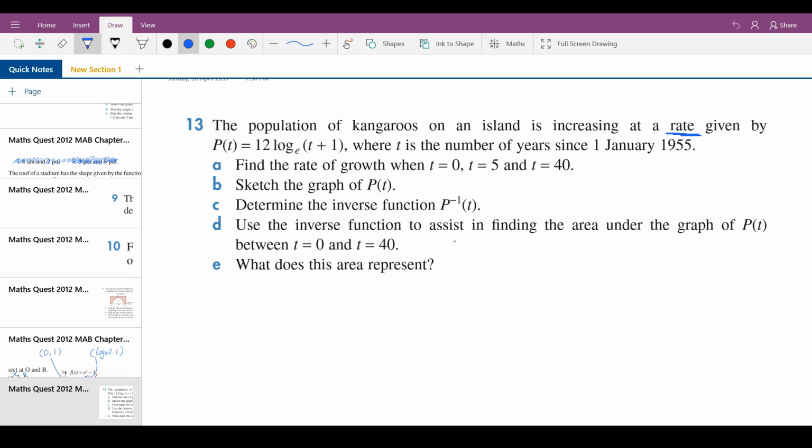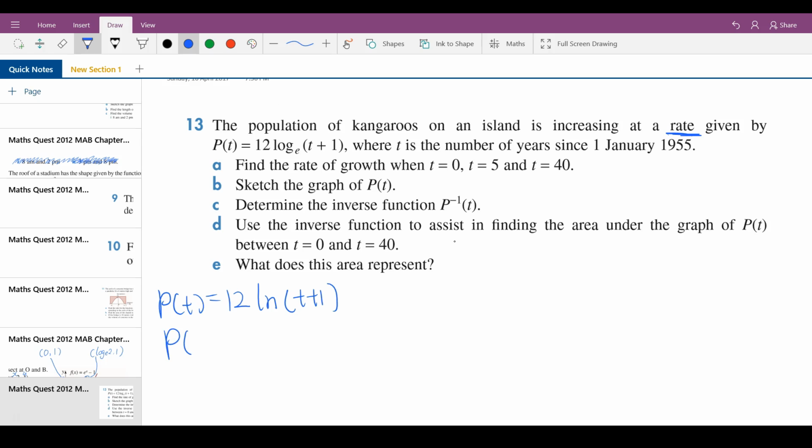Okay, so find the rate of growth when t equals 0, t equals 5, and t equals 40. Well, that's easy. We just sub them into the rate function. So P(t) is equal to 12. Now I'm not going to write log e anymore. I'm just going to write ln, the same as log e, of t plus 1.